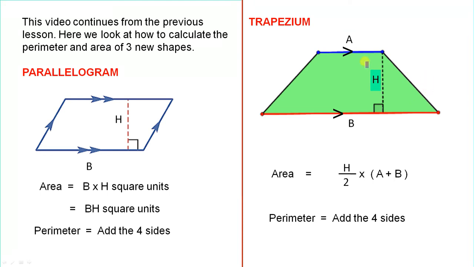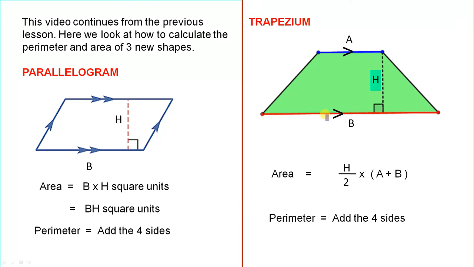This is a trapezium. A trapezium says that one pair of sides, the opposite sides, are parallel. So you just have to have, for example, that side there is parallel to this one. As long as you have that, and then you have two other sides, they don't have to be parallel, and it's a closed shape with four sides, that's called a trapezium.